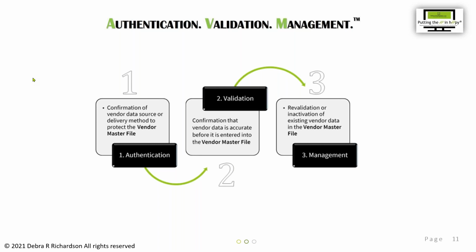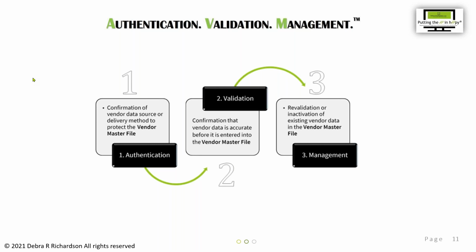Now, step 2 is validation, where now that you have authenticated who's sending you that information, you're going to take that information, in this case banking details, and validate that data before it is entered into your accounting system or ERP.